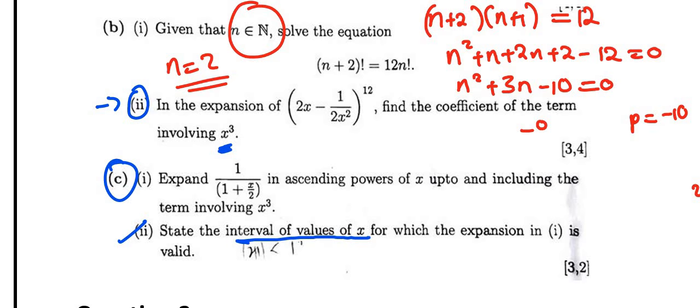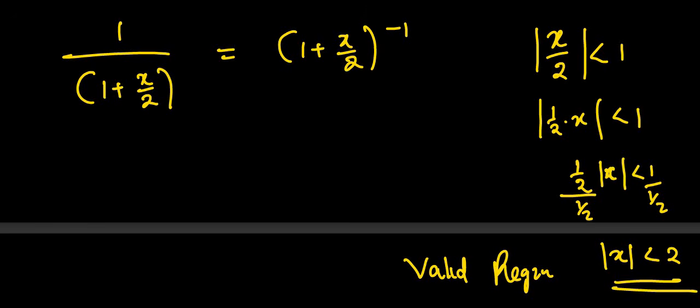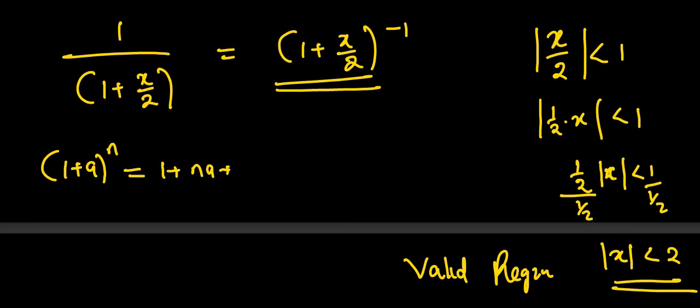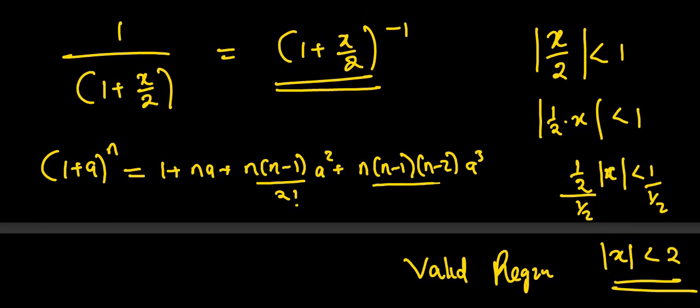Yeah. Then when it comes to this question where they're asking us to expand until we reach the term x to the power 3, we're getting it from here. Remember the formula we're using, 1 plus a to the power n is always going to be 1 plus na plus n, then n minus 1, over 2 factorial, a squared, then n minus 1, n minus 2, a to the power 3, over 3 factorial. It goes on and on, right? But this is just what they want, so we'll end there.